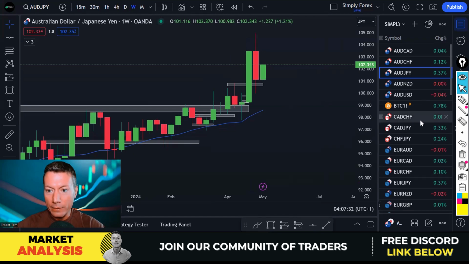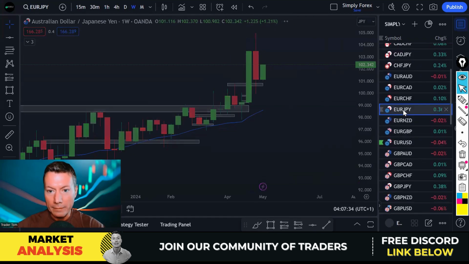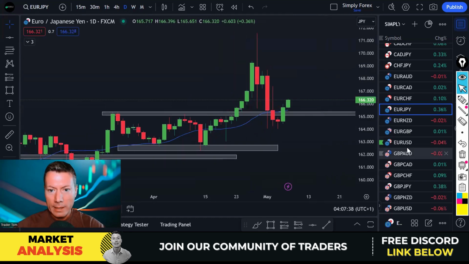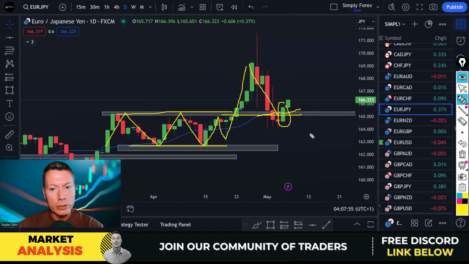If we look at any of them, let's have a look at Euro Yen. If you look at the day chart, again, you'd be saying, Tom, we broke out of this range, even that bit there. We broke out of this range. We've retraced. We've got a nice bullish candle closing above this support line, above the moving average 20.